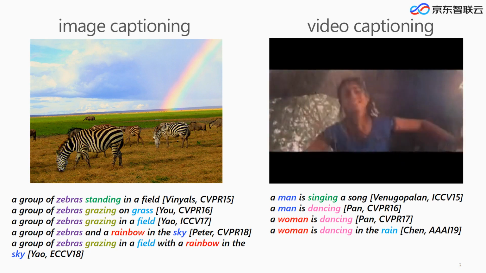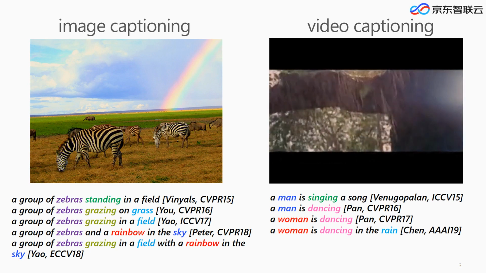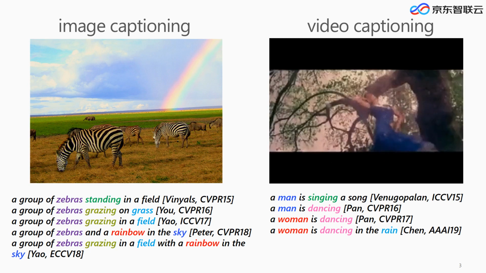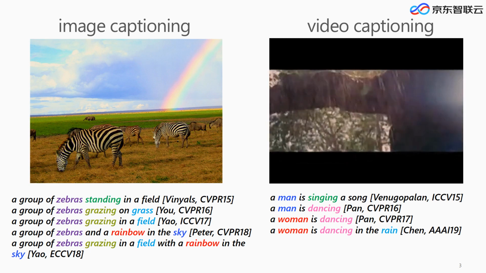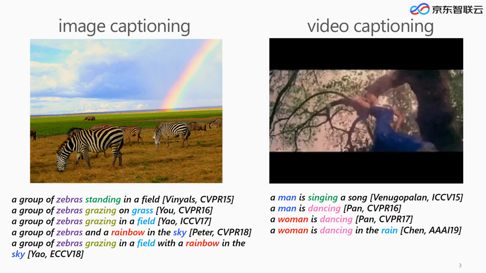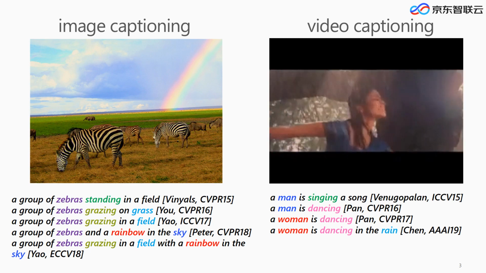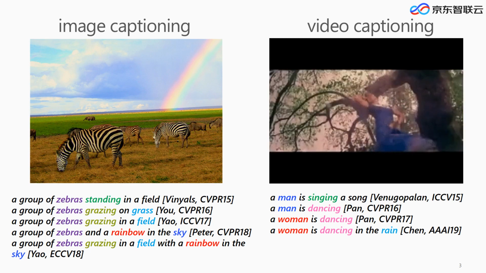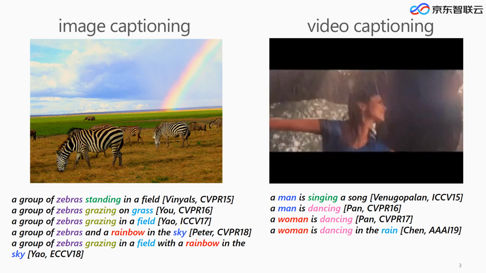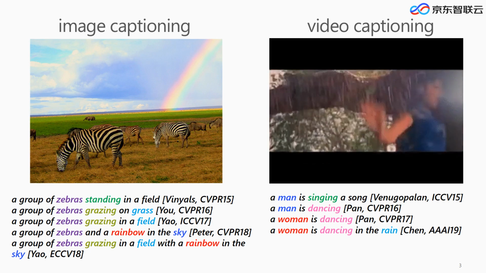Last year, the system was further upgraded, and more contextual information, such as rainbow and sky, could be described in the sentence. Similarly, in video captioning, on the right-hand side, you can see a captioning system could not even differentiate men and women in the early stage for this challenging task, because the video is blurry due to the rain. Since 2017, the gender of the person in the video could be correctly predicted. And last year, the context information about the rain could be described in the sentence.